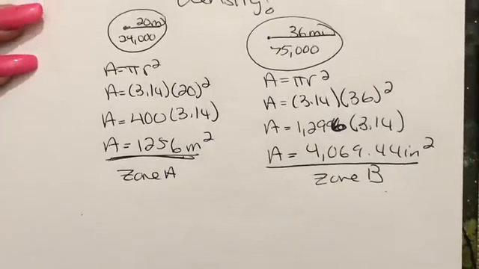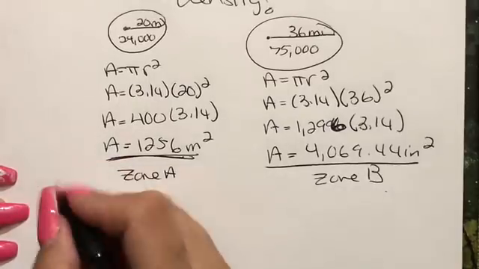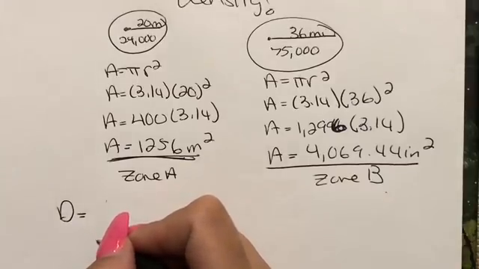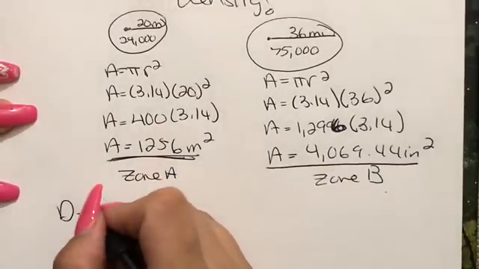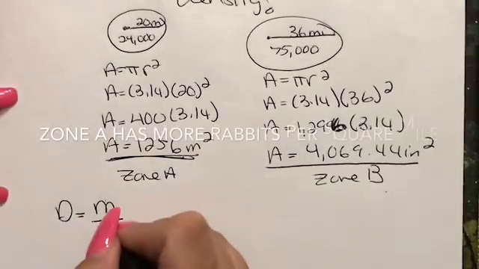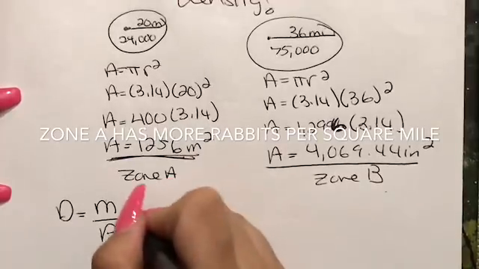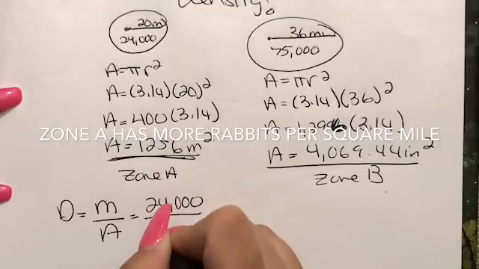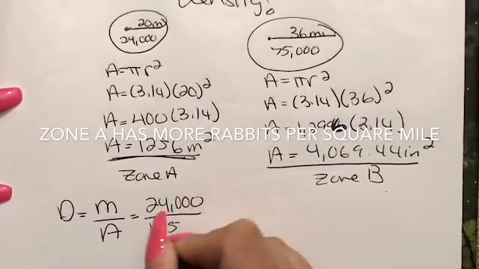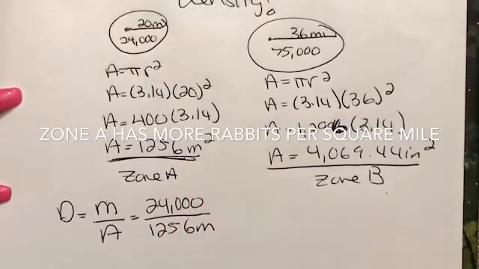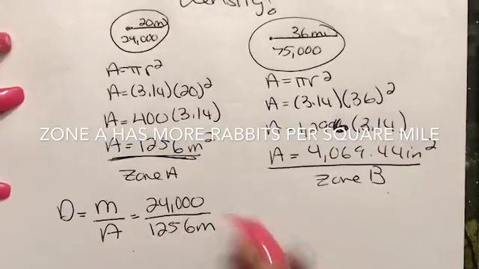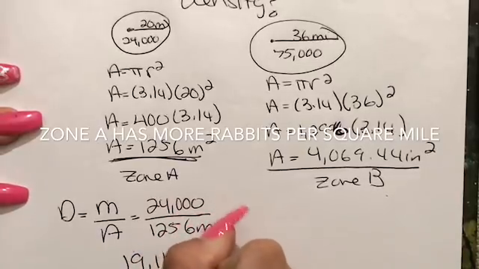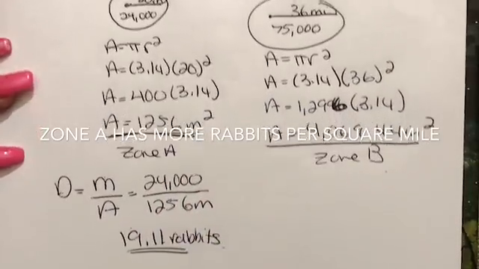So here all I need to do is compare the density for both of them. So I know that we typically do the mass divided by the volume, but in this case we're going to divide by the area. So I'm going to take the mass divided by the area, which in this case the mass is the number of rabbits. I have 24,000 rabbits in how much space? 1,256 meters. So when I actually divide that, I can figure out that for every 1 meter, there's 19.11 rabbits. Now obviously there's not really 0.11, but that's the answer.